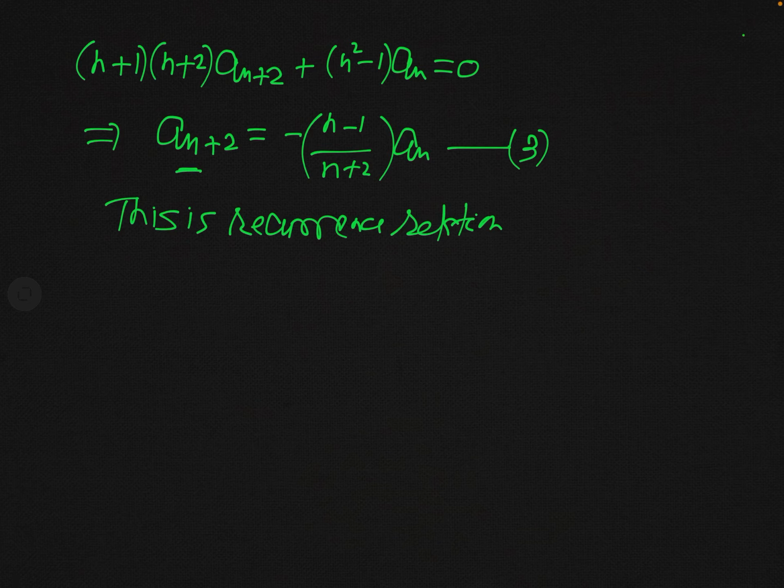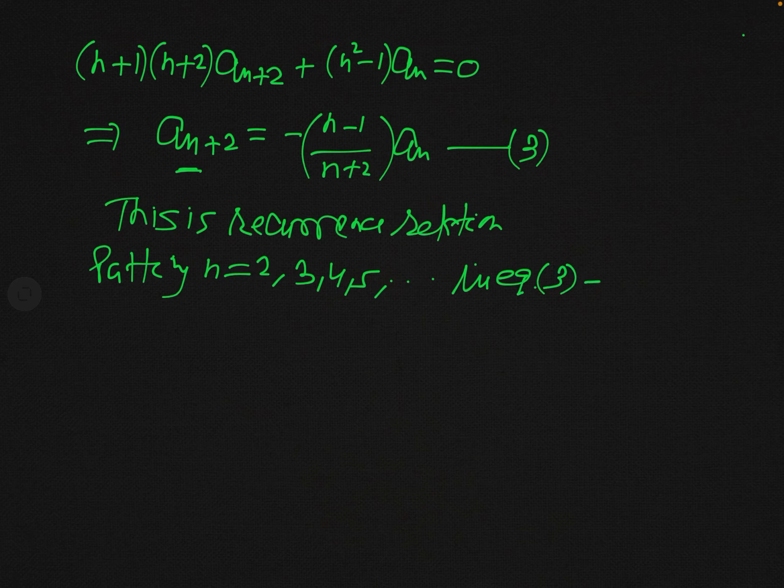We know that we have to find the values of these coefficients in terms of a0 and a1. So when we actually have to find these values, we will substitute the values n equal to 2, 3, 4, 5 and so on. So putting n equal to 2, 3, 4, 5 and so on in equation 3, what will be the result?